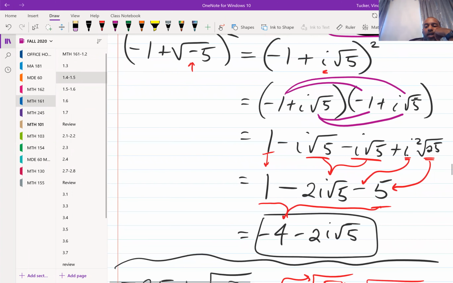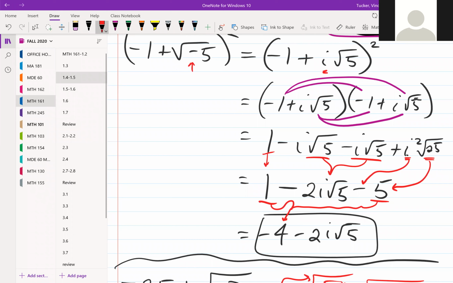Then to finish it all, combine your like terms. We have 1 and -5, and that will be -4. So it's -4 minus 2i√5.